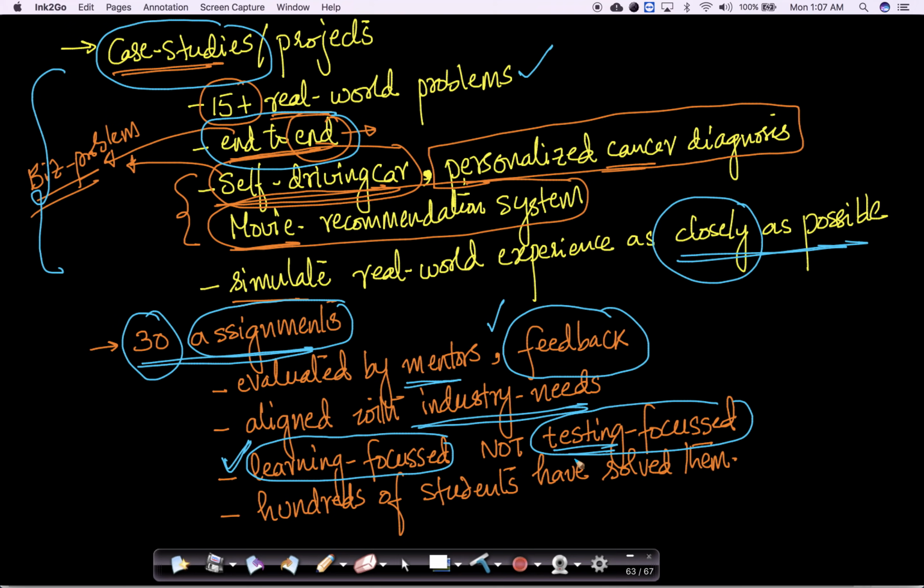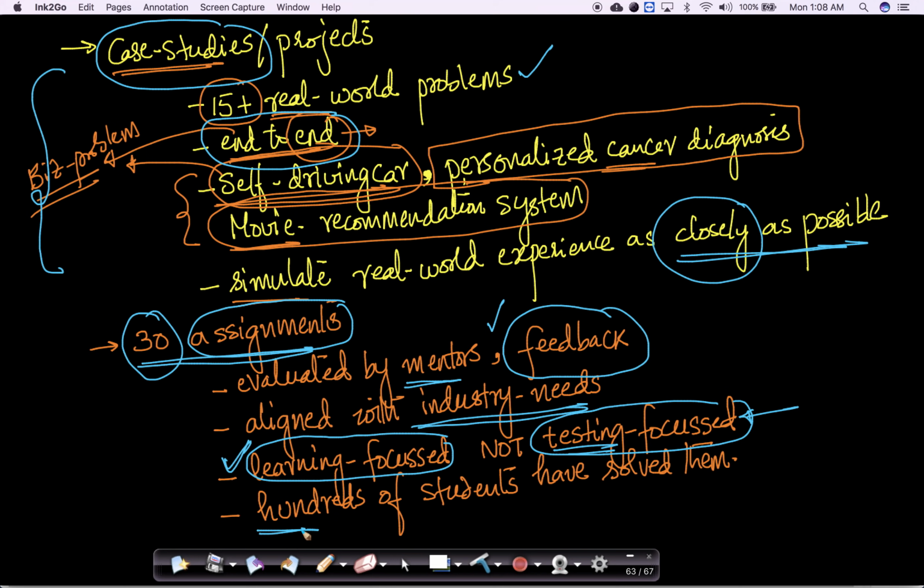There is no right or wrong answer. There are hundreds of ways that our students have solved some of these assignments. Some of them brilliant, obviously. So these are not to test you if you're good or not. These are for you to learn the ways in which you can be a successful machine learning engineer or a data scientist.